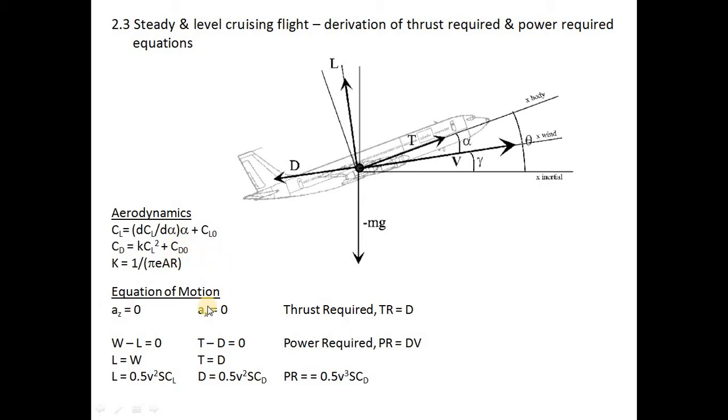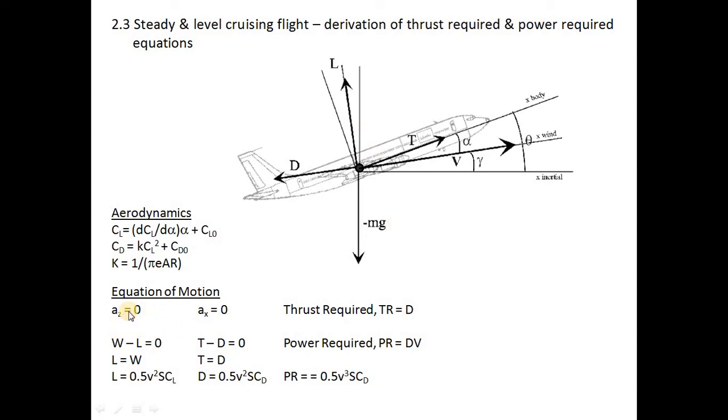Now let's start with the equations of motion. Since this aircraft is flying steady, meaning there is no acceleration, at level, zero pitch angle, the acceleration in x and z direction is zero. Level means at the same altitude, constant altitude. Steady means no forward acceleration. So the acceleration in x and z is zero.